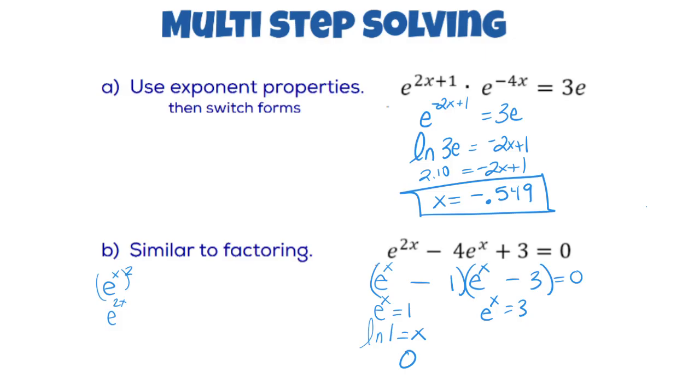Okay, next one, when I set this one equal to 0, it's going to be e to the x equals 3. Now this is not quite as nice, so natural log of 3 is equal to x, and that one I'll go to my calculator on. And I have 1.099. So these are your two solutions.